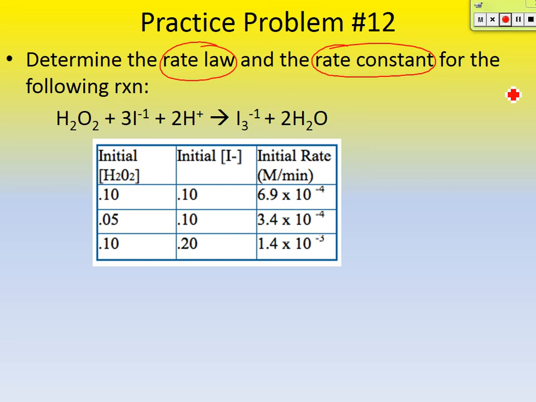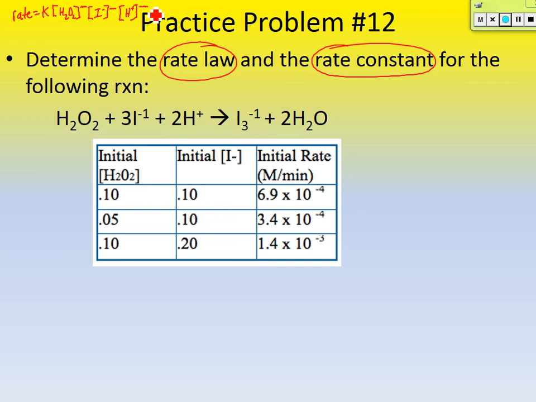Okay, so hopefully at this point you've tried it. But let me show you how I would approach this problem. If we're going to write the rate law for this reaction, I'm going to do that right up here. So the rate is equal to K, the rate constant, times the molar concentration of all of these reactants. So H2O2 raised to some power times the molar concentration of iodide, I minus, raised to some power times the molar concentration of H plus raised to some power. So there's my beginning rate law.